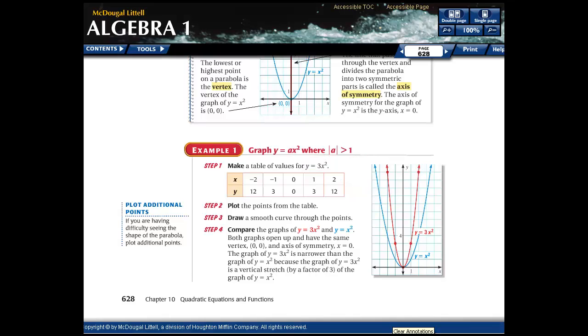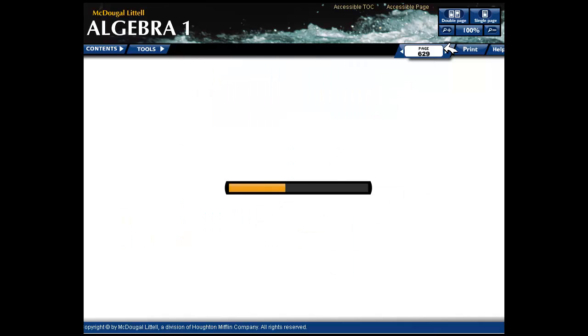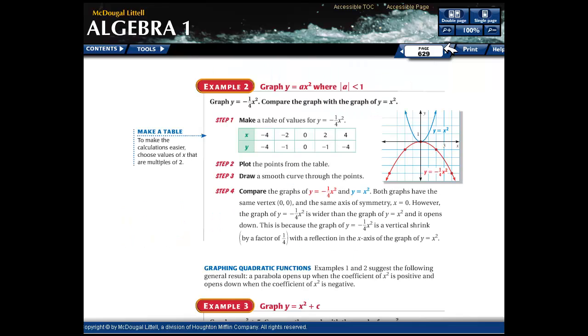Let's see what we got on the next one. Okay, this time, whereas in the last one this number right here was a 3, now it's a negative 1/4. So first of all, let's talk about a couple different things. This is the basic parent quadratic function. They're all going to look like that in some form.